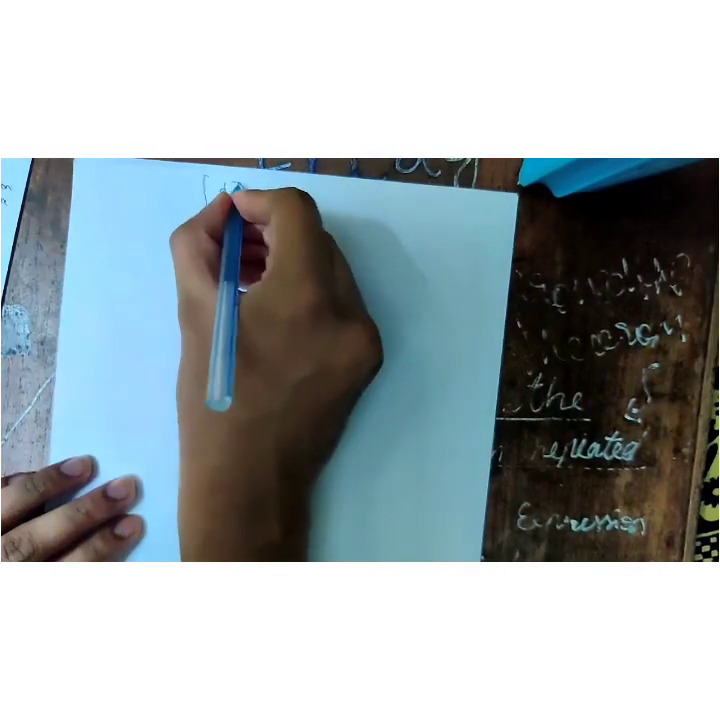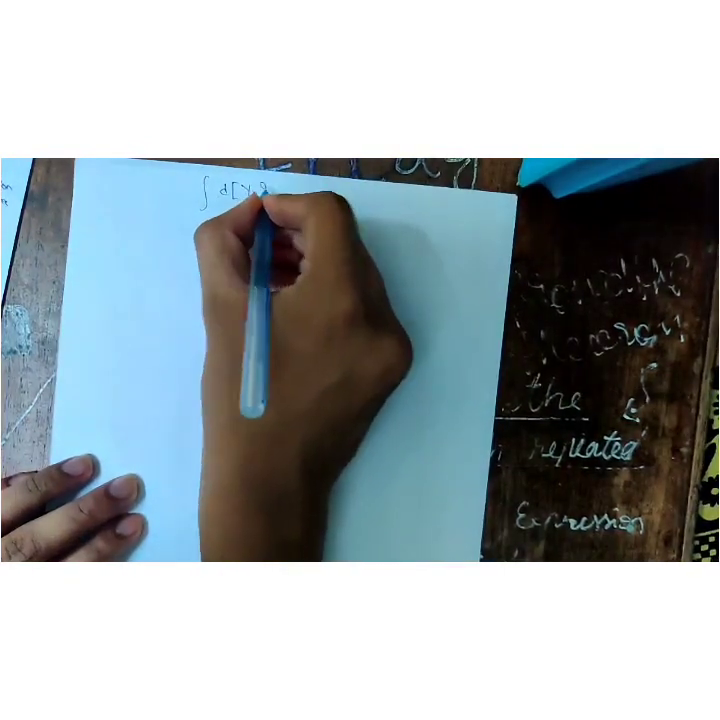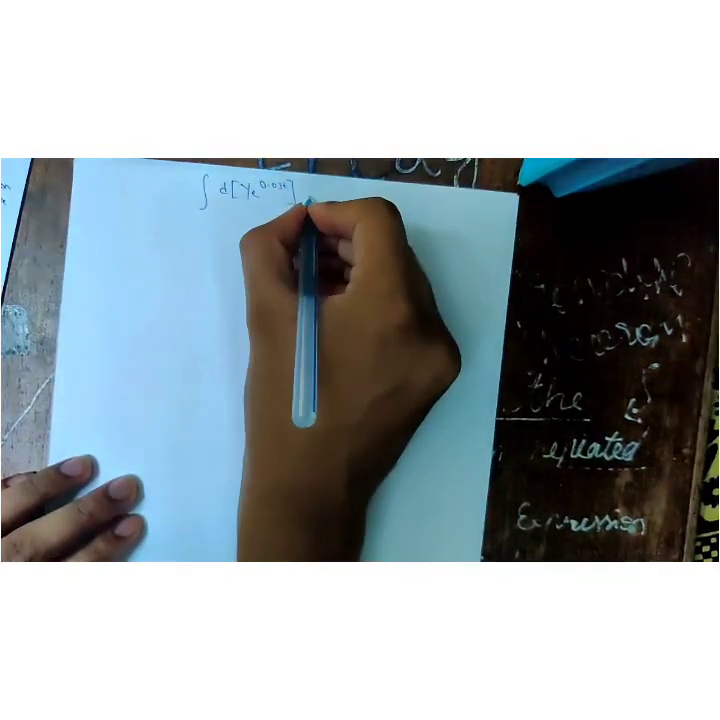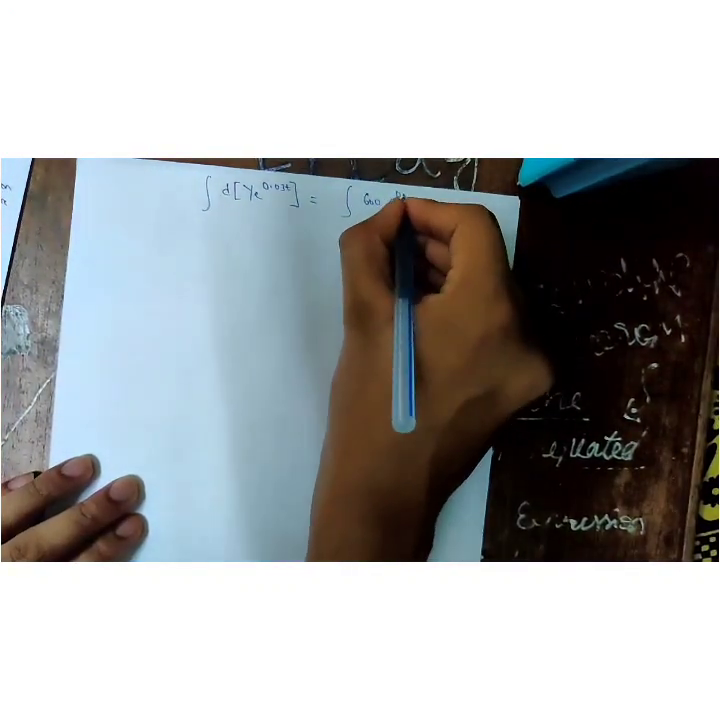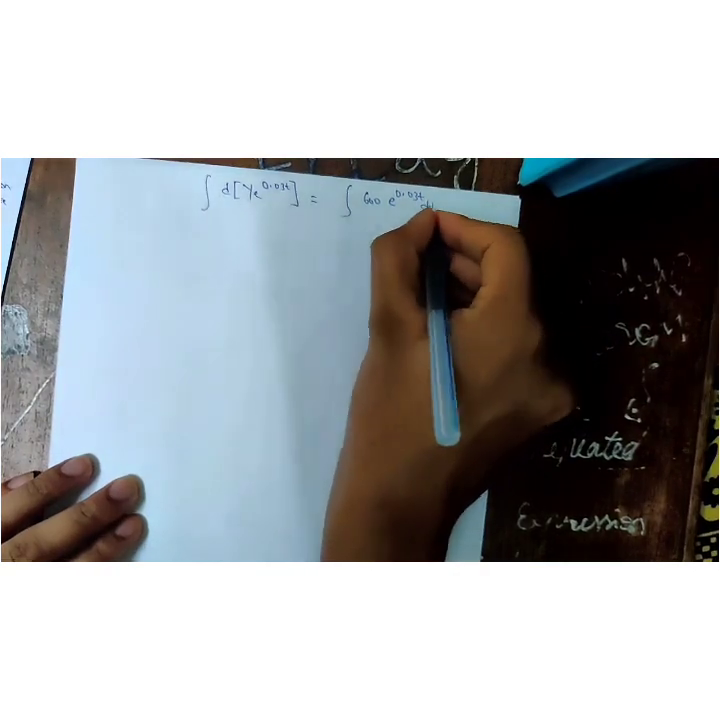I'll take the fresh page. Okay, I hope it is clear. Yes, integrating on both sides, integral d of y into e to the power of 0.03t is equal to integral 600 into e to the power of 0.03t dt.